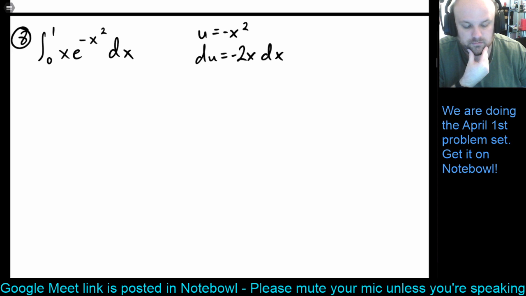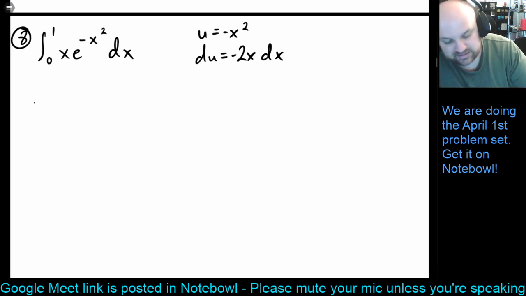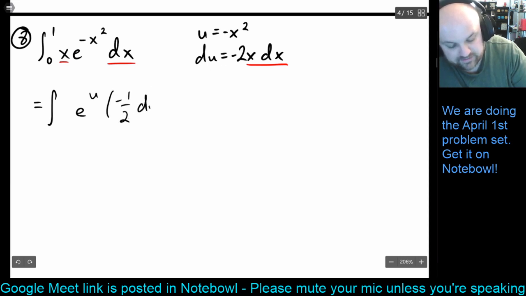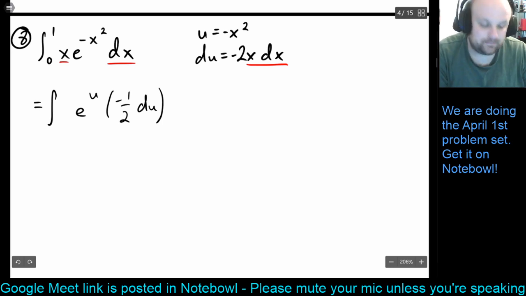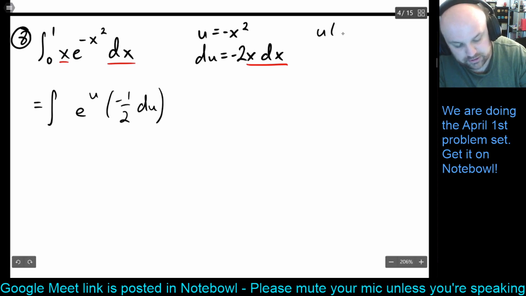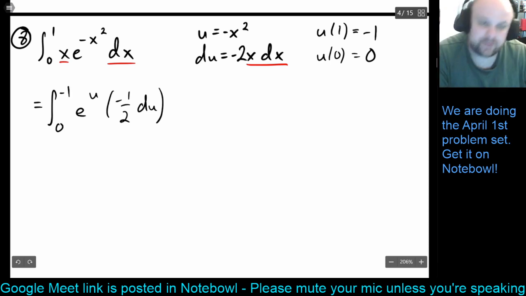So with that, let's start plugging that stuff in. Again, don't worry about the bounds just yet. Here we have x dx, so this part will be our e to the u. The rest of this has to be -1/2 du. And then we need to sort out our bounds. U of the top bound is -1. U of the bottom bound is 0. So this just swaps to 0 to -1.